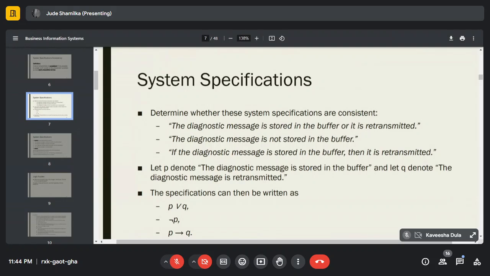Let P denote the diagnostic message is stored in the buffer and let Q denote the diagnostic message is retransmitted.